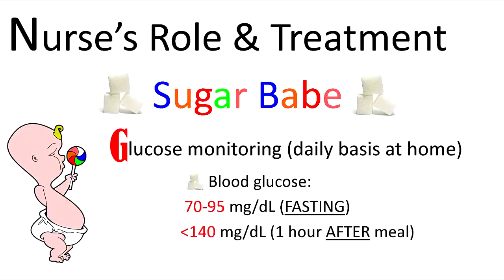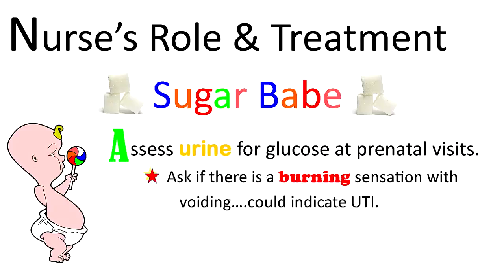A would be assess urine for glucose at the prenatal visits. We talked about this earlier because again, glucose starts to leak into the urine because there's too much in the blood. So another thing you'd want to do is ask her if there's any burning sensation with voiding. This could be a red flag that she might have a urinary tract infection, and you would want to get a doctor's order and have her urine sent for urinalysis to make sure she does not have an infection.